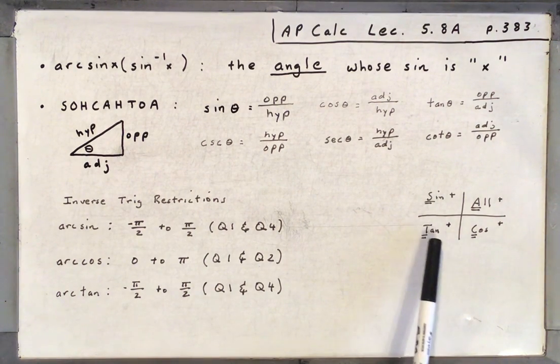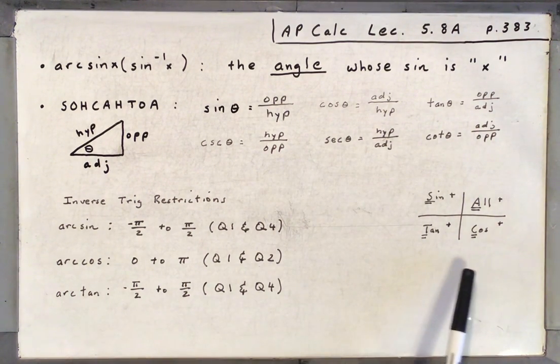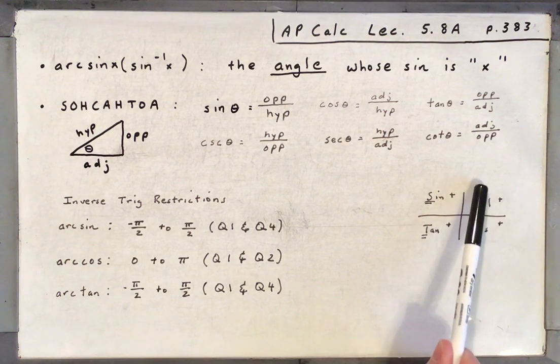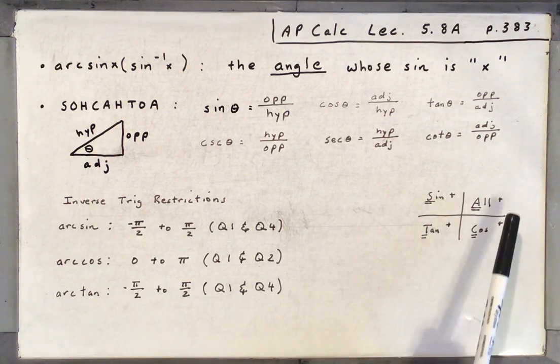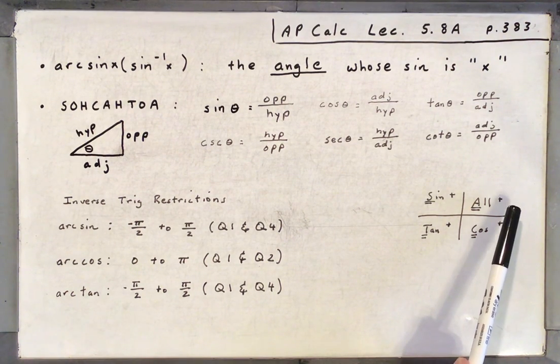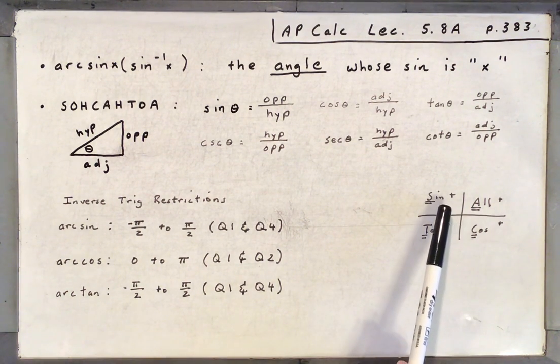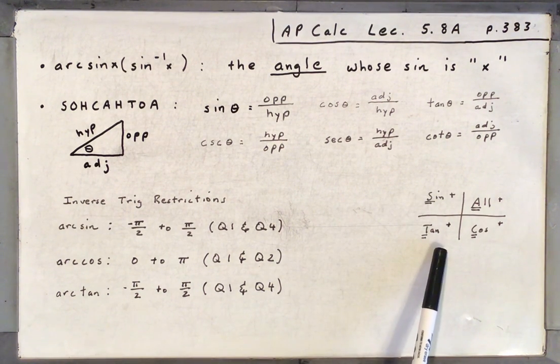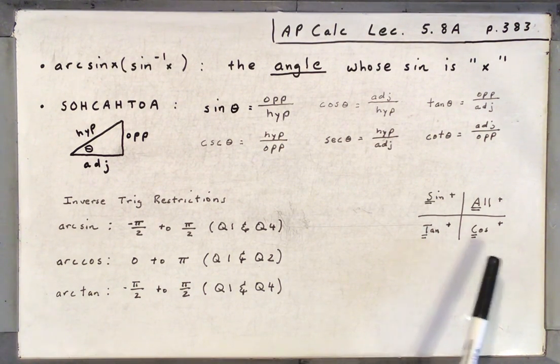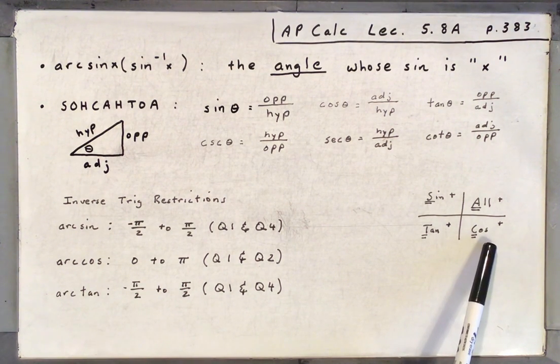Now when you're thinking about the unit circle, we use an acronym, All Seniors Take Calculus, ASTC. So all trig functions are positive in quadrant 1, only sine and cosecant in quadrant 2, tangent and cotangent in quadrant 3, cosine and secant are positive in quadrant 4.